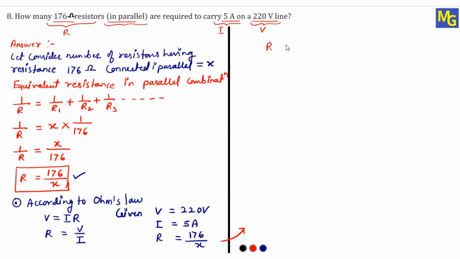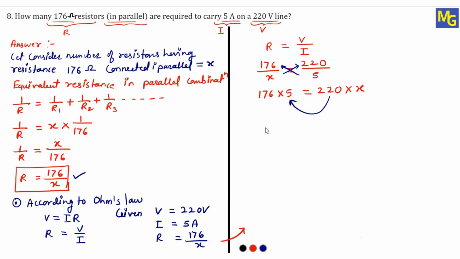Let me write the equation once again. R is equal to V divided by I. Substitute the values: in place of R, I'll write 176 divided by x; in place of V, I'll write 220; and in place of I, I will write 5. Now solve it. See what we will get: 176 into 5 is equal to 220 into x. Now we have to find x, so shift this 220 to the other side. So x is equal to 176 into 5 divided by 220.